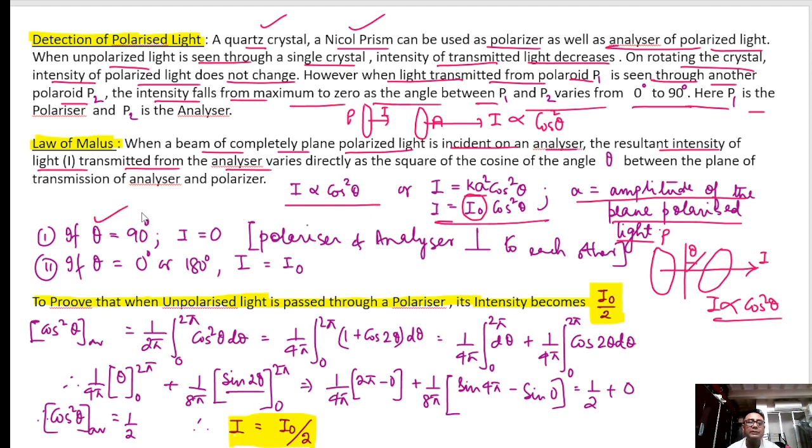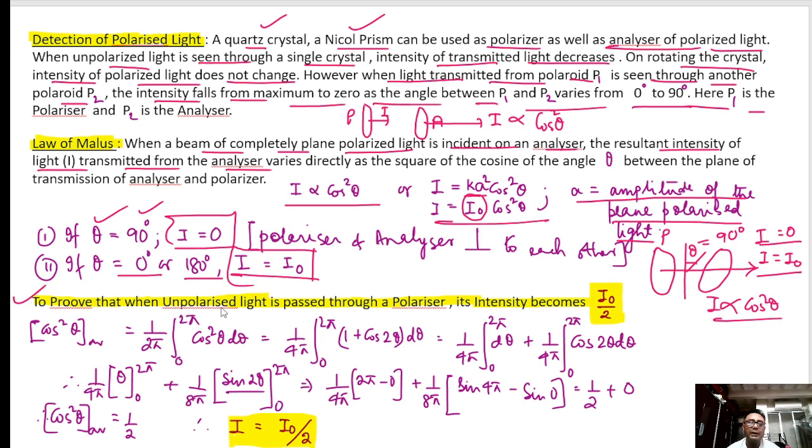If theta is 90 degree, that means if the angle between polarizer and analyzer is 90 degree, the intensity of the light coming out will be 0. And when theta is 0 degree or 180 degree, the intensity of light coming out from the analyzer will remain the same. And if it is 90 degree, the light coming out will be 0.